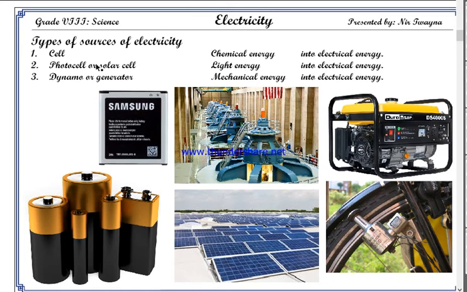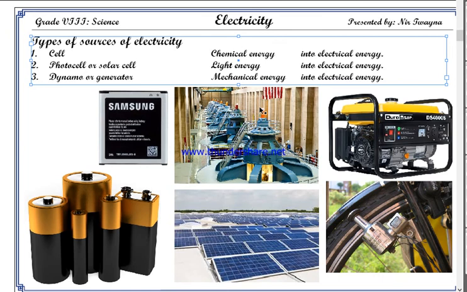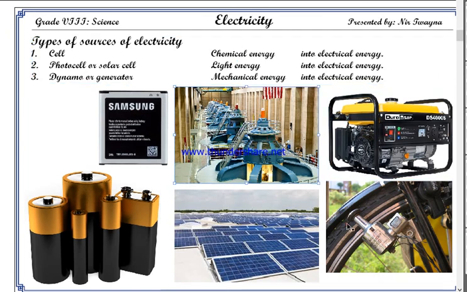Okay, so next one is dynamo or generator. Dynamo and generator basically have the same structure, but their size is different. The working mechanism is slightly different, but they have the same structure. Both of them convert mechanical energy into electrical energy. That means both dynamo and generator contain a turbine. By using some force you need to rotate that turbine, and when that turbine is rotated, it starts to produce electricity.